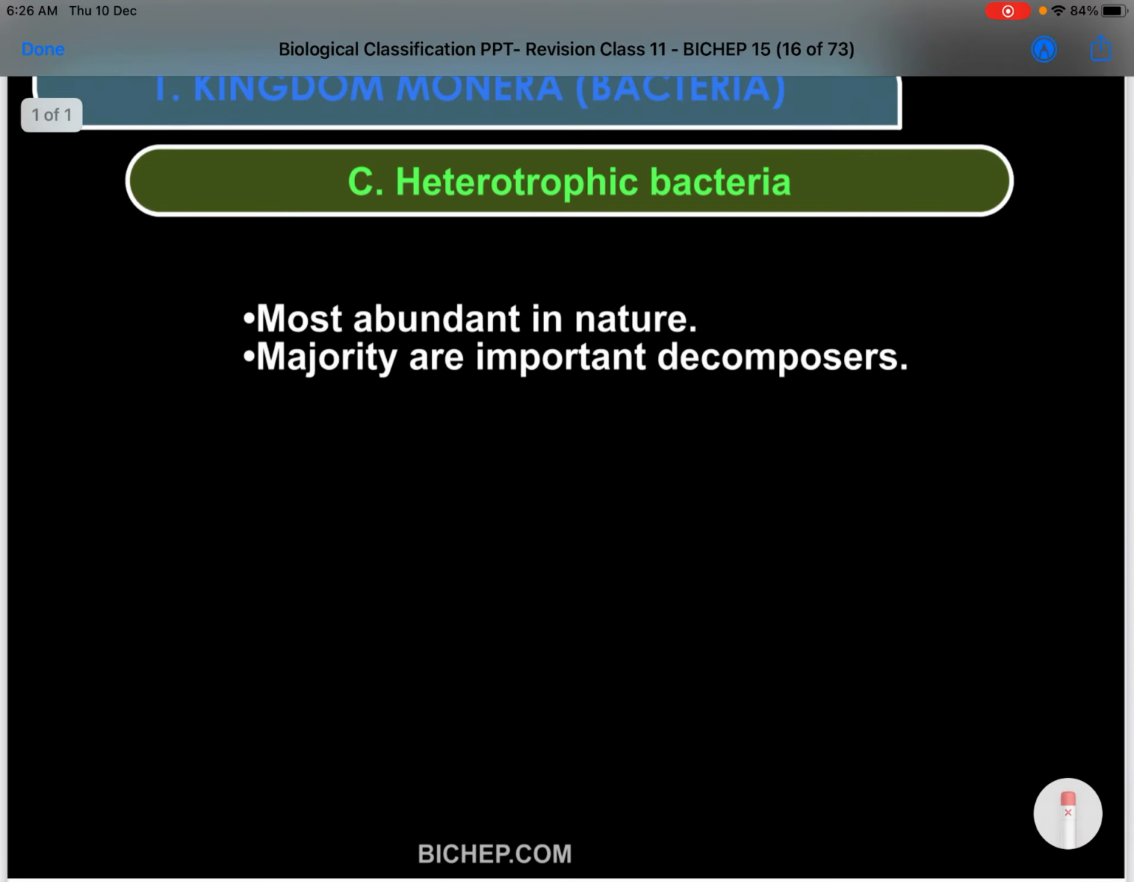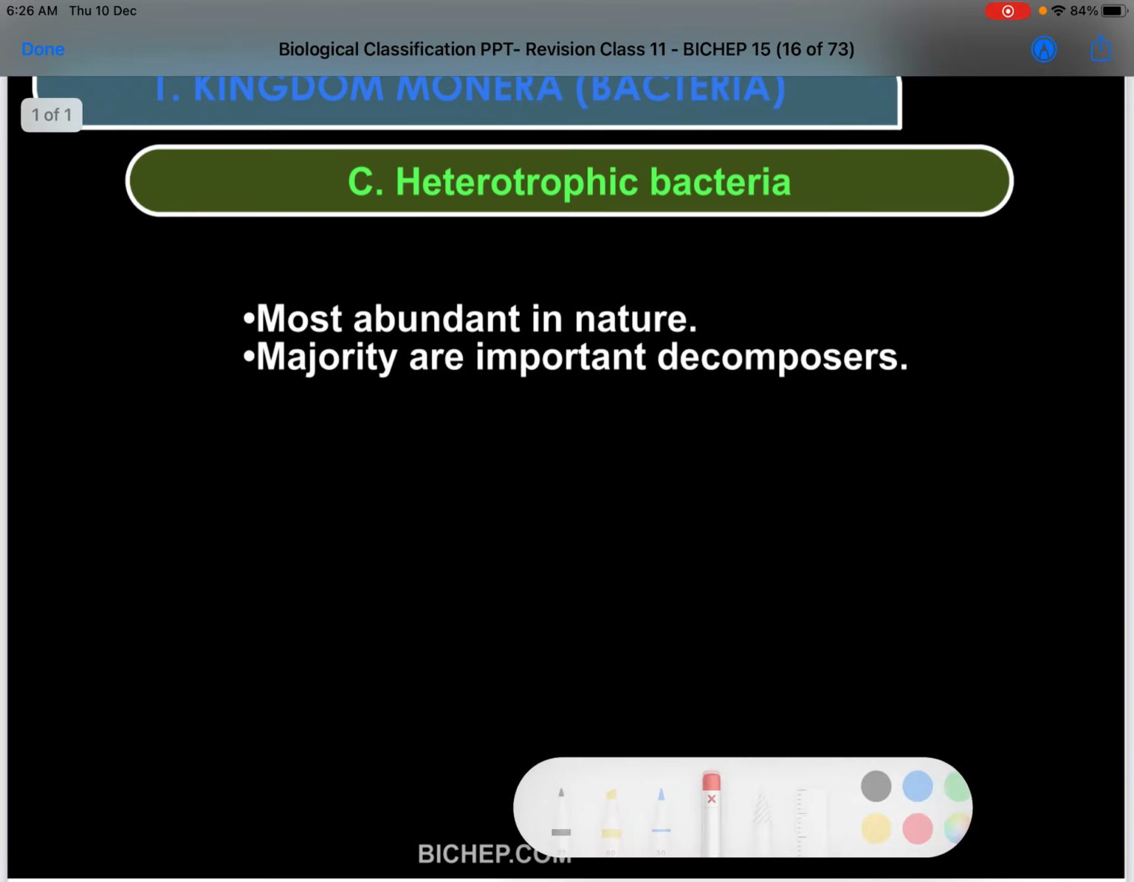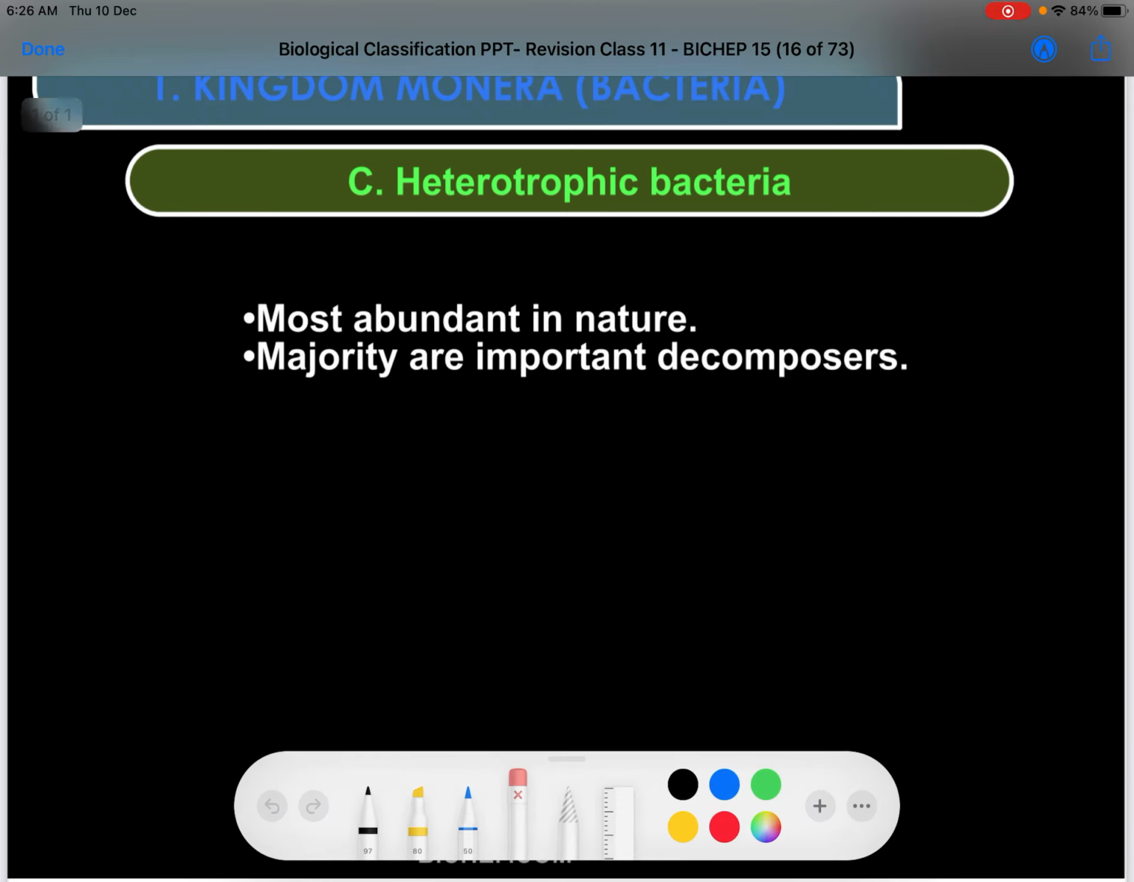Now comes the third type, heterotrophic bacteria. Heterotrophic bacteria are most abundant because they are found in huge numbers, and the majority of them are important decomposers. So they are found as decomposers. Now what is a decomposer?